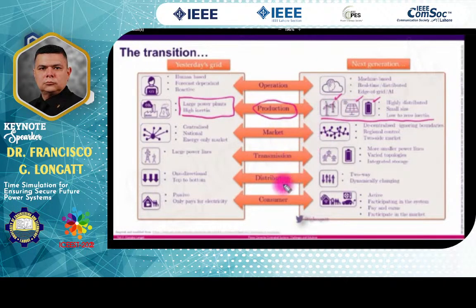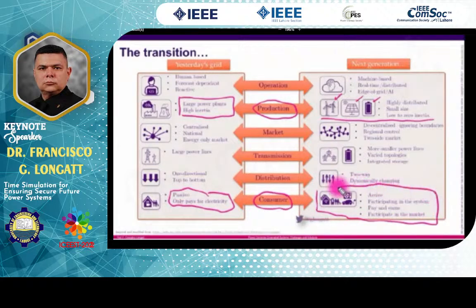On the other side, we have the customers. The customer has been for many years just a passive element inside the electricity sector. They have been consuming electricity and nothing more than that. They only pay for the electricity, for the kilowatt hours that they consume. However, that paradigm is changing. Right now, the customer is transforming the way that they are using the electricity. Right now, the customer is more active.